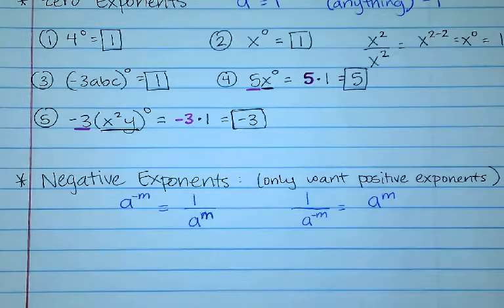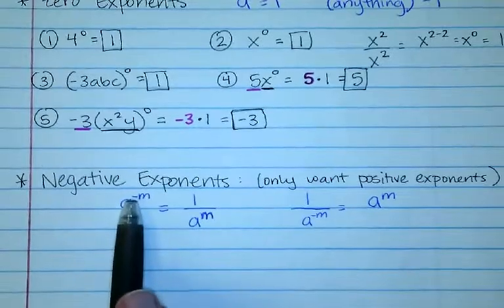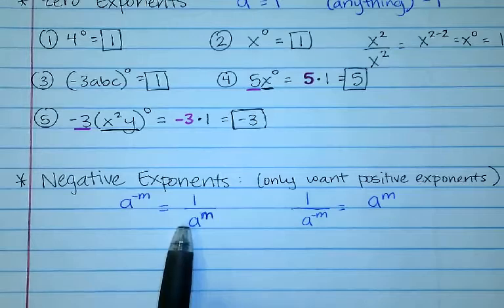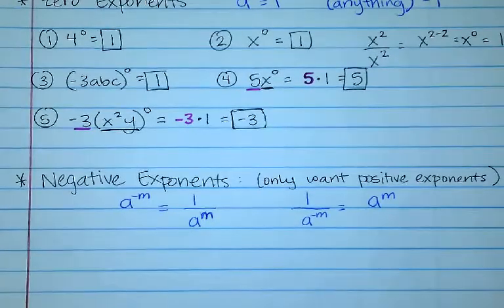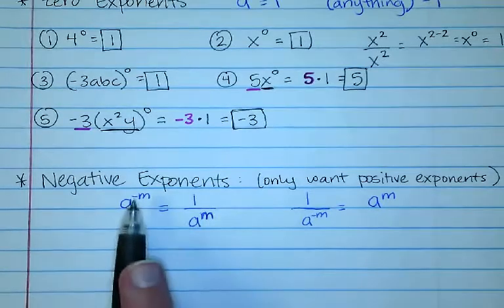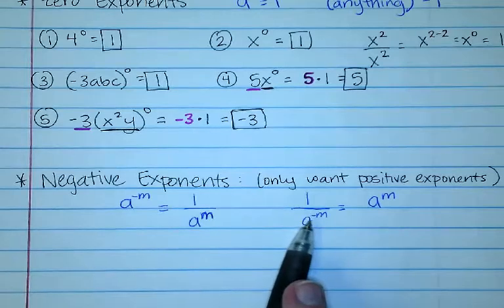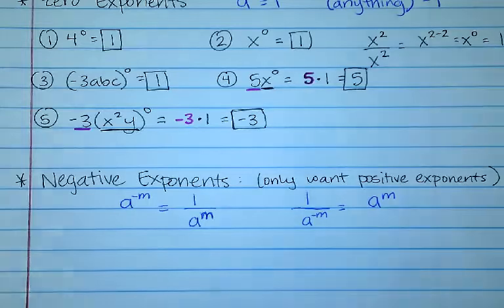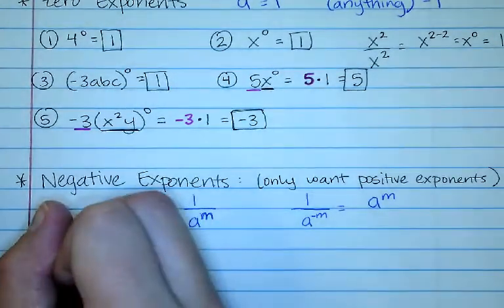So, guys, what I want to tell you, we have two little rules right here. We change the position of the base. So if it was in the numerator, it's going to jump down to the denominator. And then we change the sign of the exponent. So if it was a negative, it becomes a positive. Here, we had a negative exponent. We wanted to change that, so we changed the position of the base, and then we changed the sign of the exponent there. So these are our two little rules that we follow here.